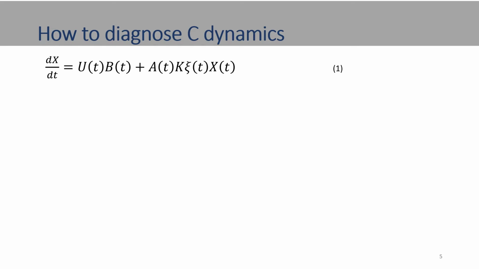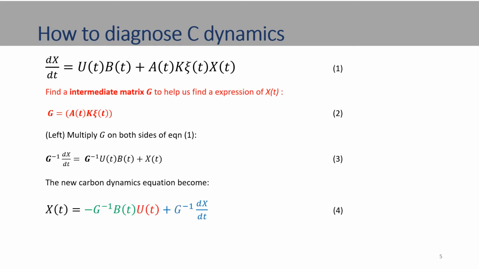If we can find an intermediate term, in this case we find A K C, and we put the intermediate term on both sides of equation 1, we are able to formulate the dynamics of carbon storage in equation 4. If you have read the paper, you will know that in equation 4, the first term is the carbon storage capacity and the second term is the carbon storage potential.